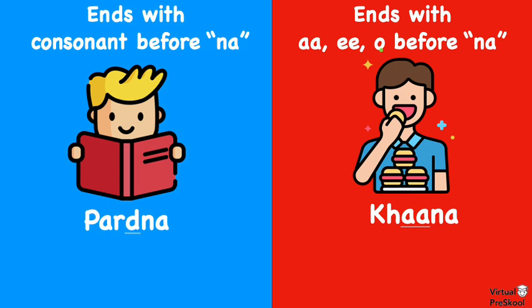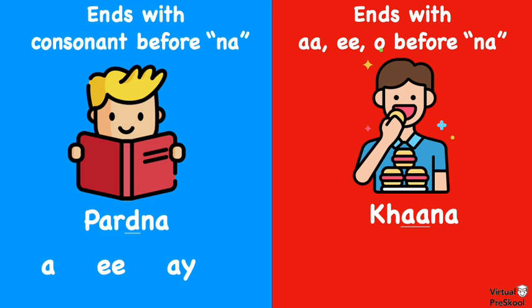In parhna, we have a consonant before the na. A consonant is any letter of the alphabet that's not a vowel. So the letter h is a consonant. Whenever you have a consonant before the na for past tense conjugations, the conjugations are a, i, and e. So parhna would conjugate to parha, parhi, parhe, based on the three conjugations with that consonant before the na.